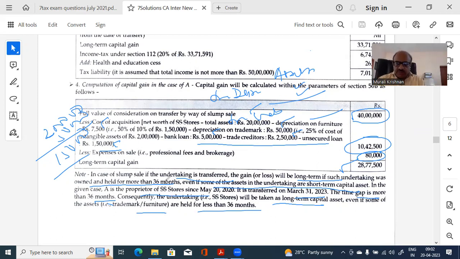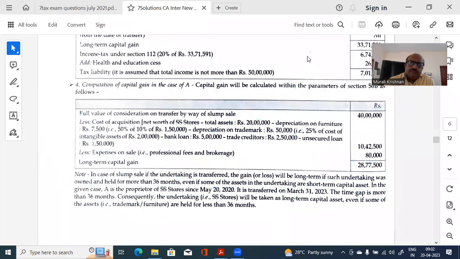When did he start the business? Until what date was he holding that business? That will determine the character of the capital gain, whether it is long-term or short-term. Let's move on.